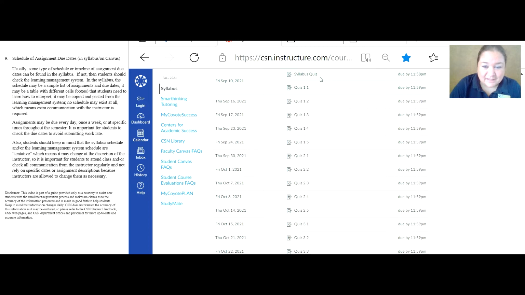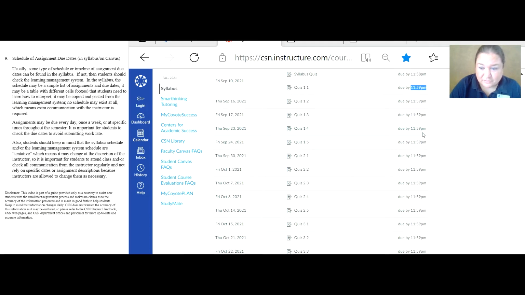Let's look at one syllabus here. This is in Canvas, Learning Course Management System. And it has the due dates and the quizzes and the time that it's due by. Notice that this says 11:59 p.m., which is at night before midnight.